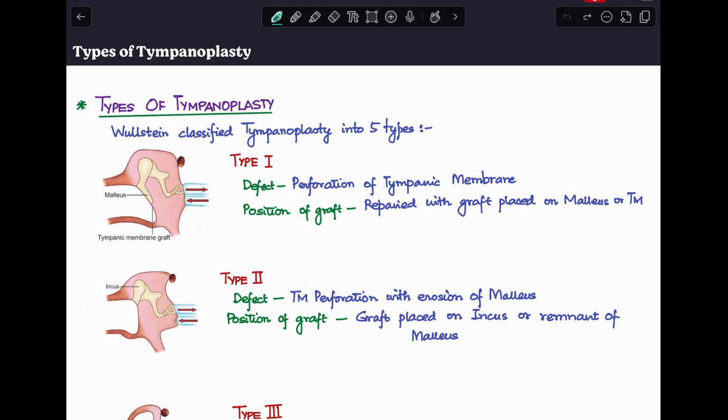Today I'll be discussing a very short question commonly asked in ENT, which is what are the different types of tympanoplasty?